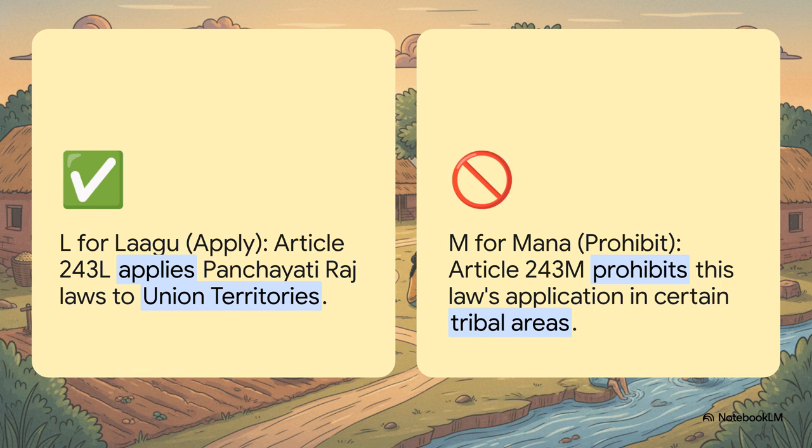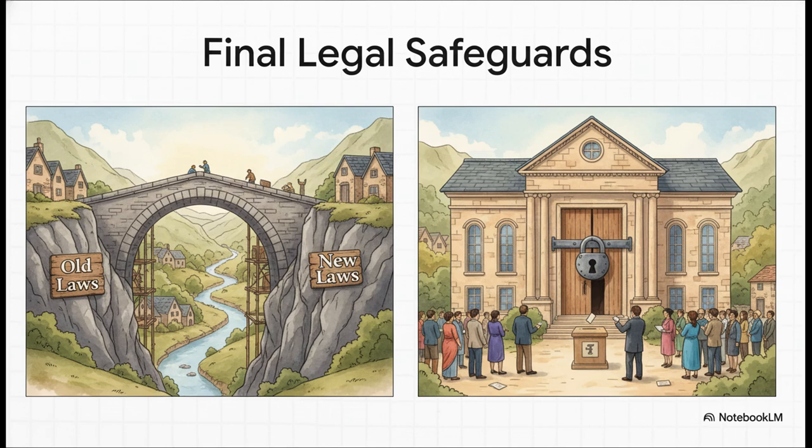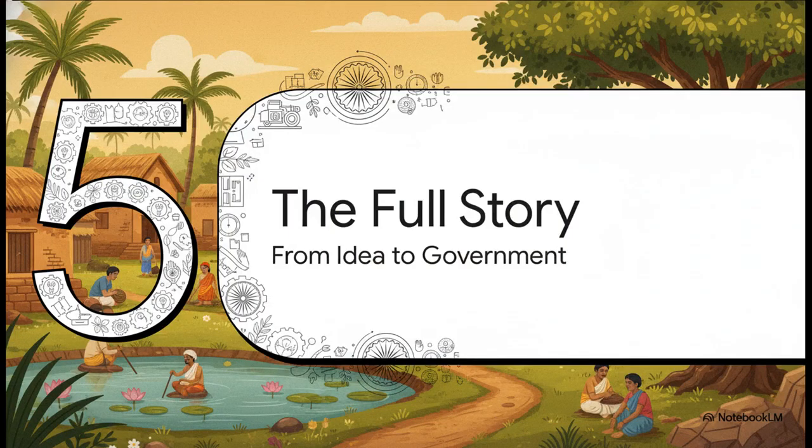See? Logical. And we wrap it all up with the last two legal safeguards. N is for Nirantar, which means continuity. This was basically a transition rule. It said that the old local laws could continue for 1 year just to make sure there wasn't a legal vacuum. And finally, O is for objection. This is a big one. It bars courts from interfering in the middle of an electoral process, which prevents elections from getting stuck in endless legal battles.